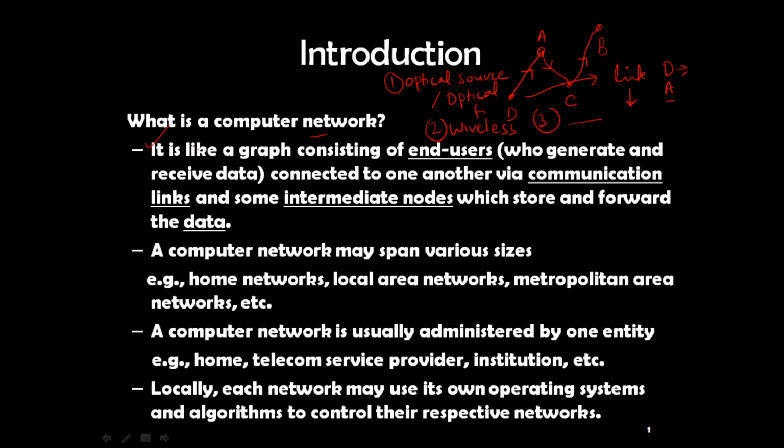Now, what is computer network? Computer network is a graph. What is this graph? Graph is nothing but D, A, C, B, which represent the users who generate and receive the data. In this course, we will be learning how much of the data will be generated and how much of the data a user will be receiving or sending. Those are interconnected with one another via communication links.